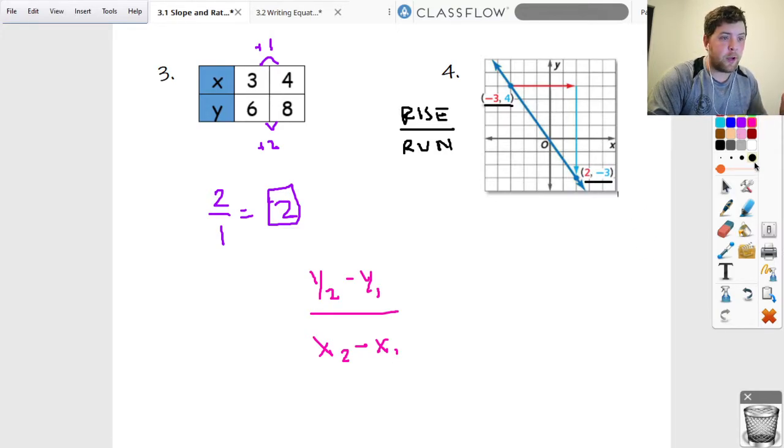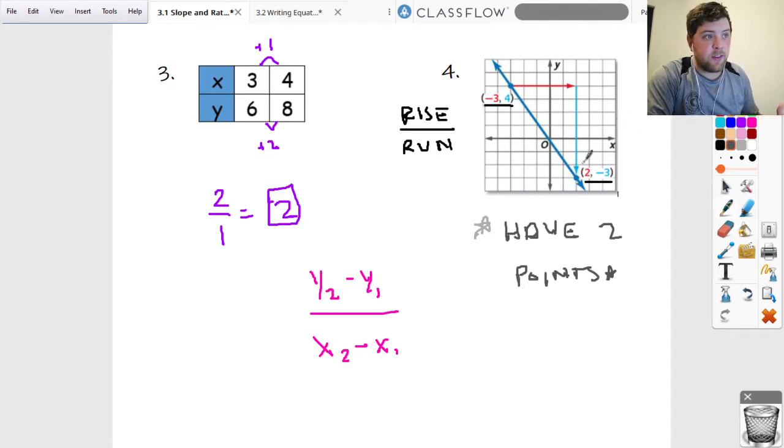Now, to do rise over run, okay, the number one thing you have to have, right, is you have to have 2 points. Excuse my brilliant handwriting here. Okay, so in this case, I have this point here, which is at negative 3, 4, and this point here, which is at 2, negative 3.